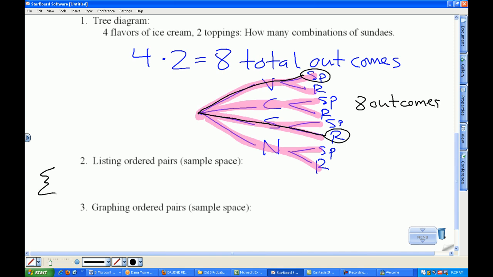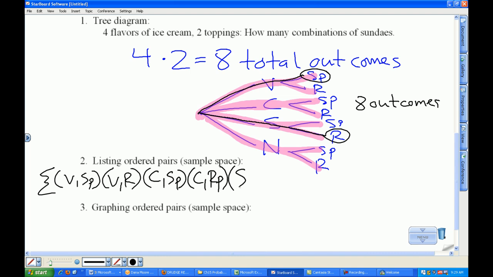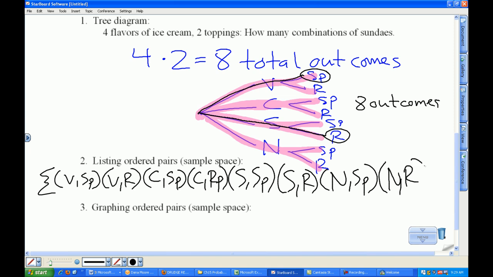This is actually what happens if you follow every branch. So vanilla with sprinkles, vanilla with Reese's Pieces, chocolate with sprinkles, chocolate with Reese's Pieces, strawberry with sprinkles, strawberry with Reese's Pieces, Napoleon with sprinkles, Napoleon with Reese's Pieces. And if we just go through here, you'll notice 1, 2, 3, 4, 5, 6, 7, 8 total outcomes.